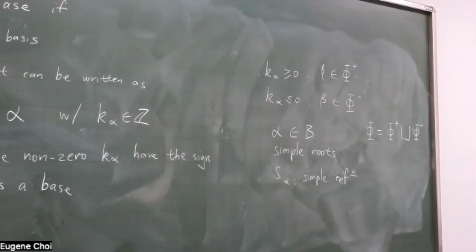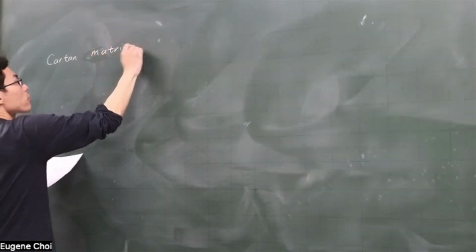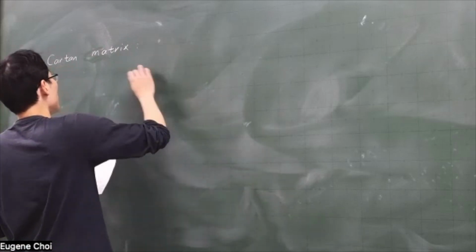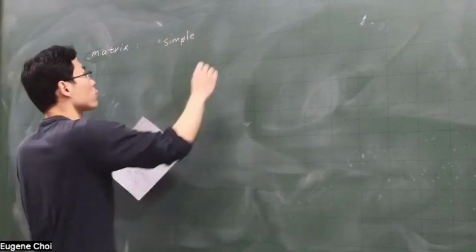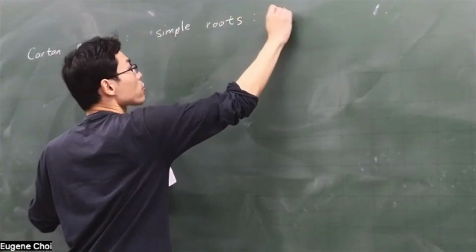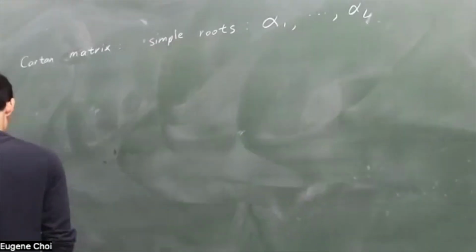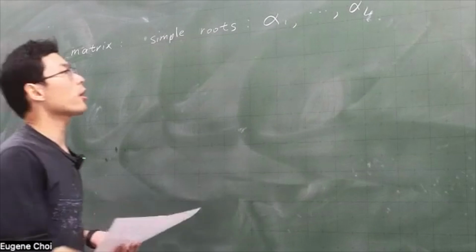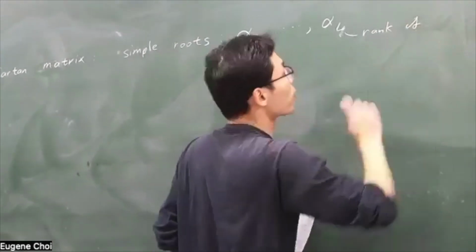So now we are ready to write down the classification of the simple Lie algebras. We can encapsulate all the information we need in something called the Cartan matrix, where the size of this Cartan matrix is equal to the number of simple roots, alpha 1 up to alpha L. So it's an L by L matrix, and this L is called the rank of the Lie algebra.